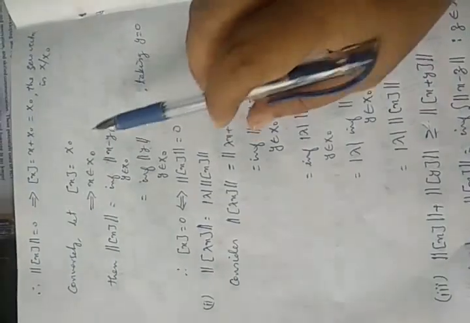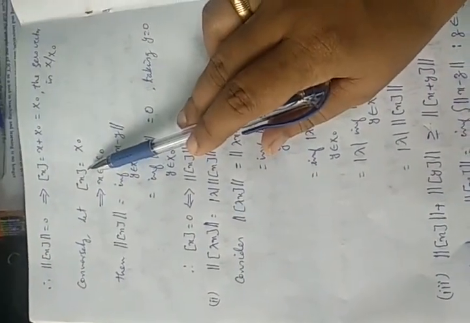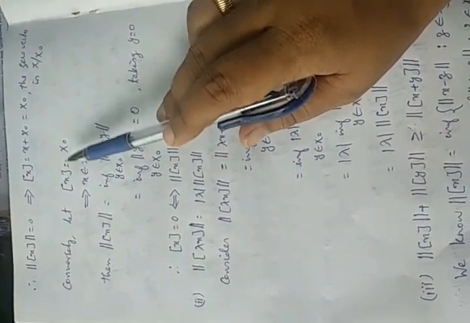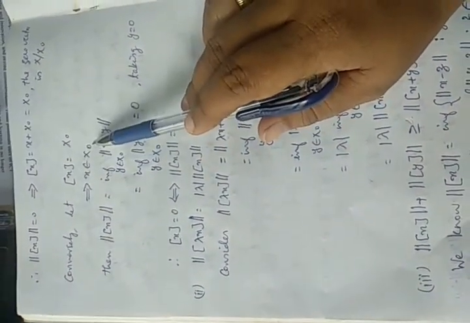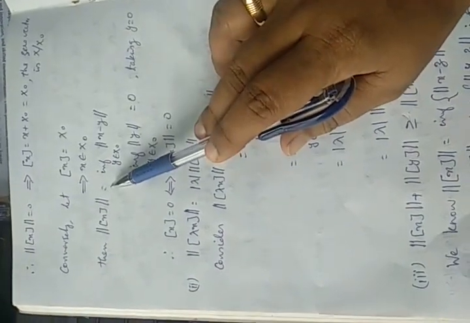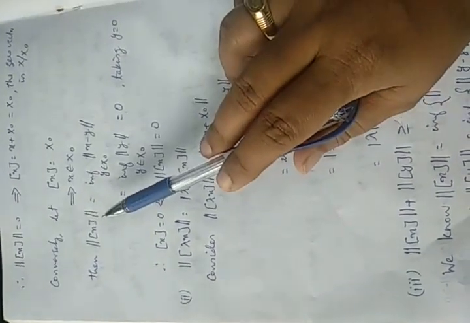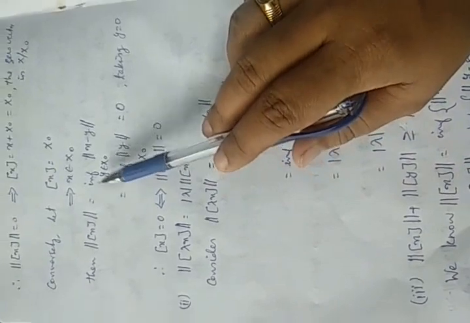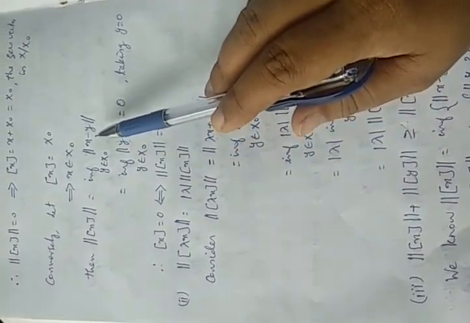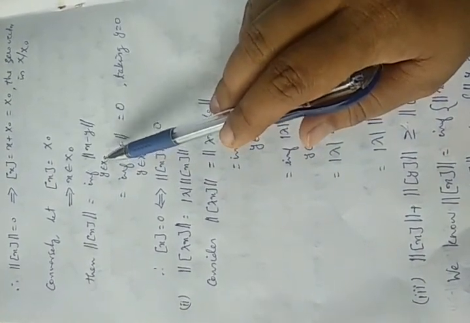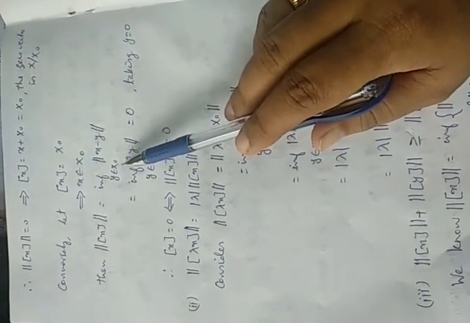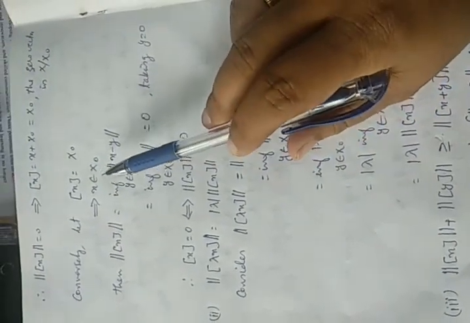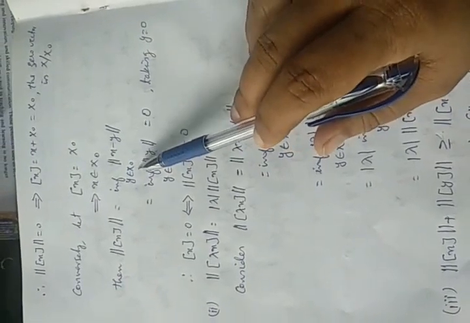Conversely, let class x be equal to the 0 vector, that is x naught. So class x equal to x naught implies that x belongs to x naught. Then we have to prove that the norm of class x is equal to 0. So consider the norm of class x, which is defined by the infimum of norm of x minus y, where y belongs to x naught. Now, here x belongs to x naught and y belongs to x naught.